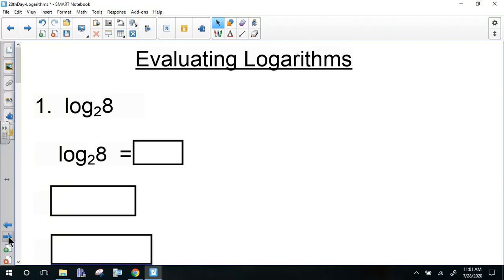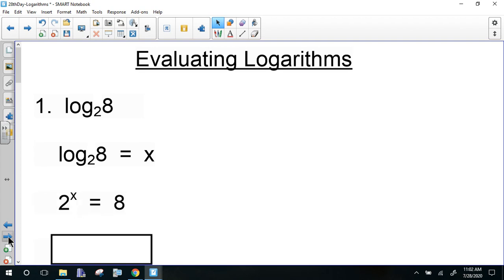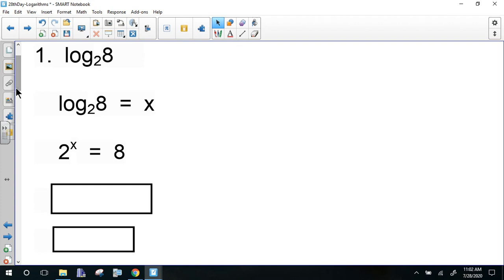Evaluating logarithms. You can do this in the calculator. We can also do it algebraically. We're going to make log base 2 of 8, set it equal to x. The first thing you need to realize is that it's easier to evaluate when it's in exponential form. So let's convert this to exponential form. I'll have a base of 2 and I'll switch the x and the 8. So now I have an equation I need to solve for the x.